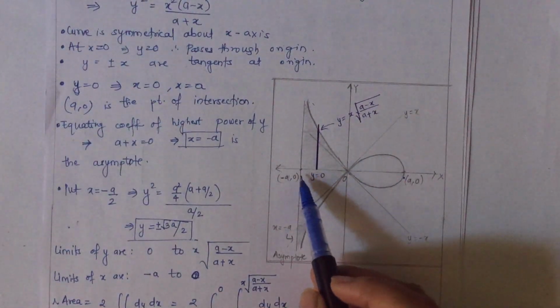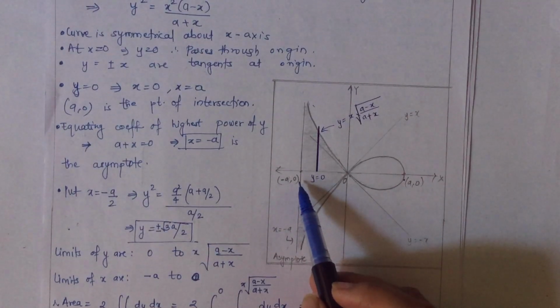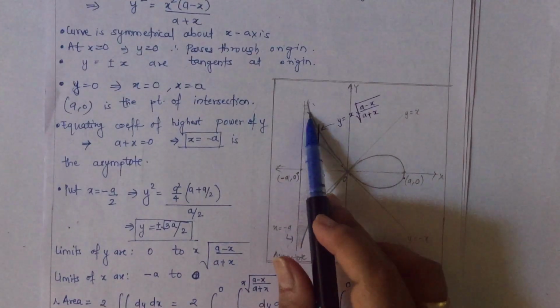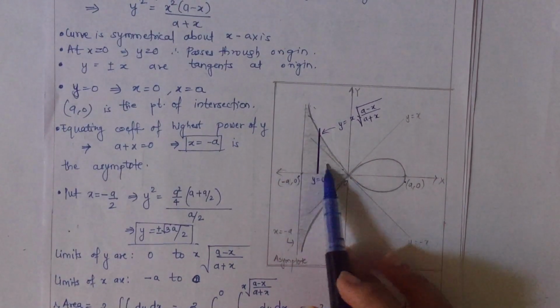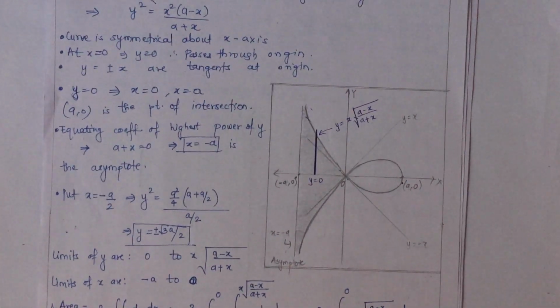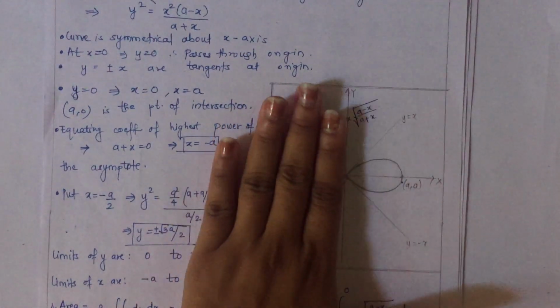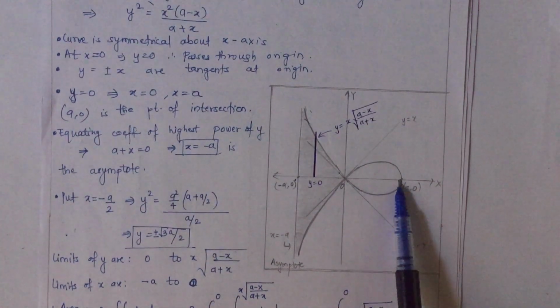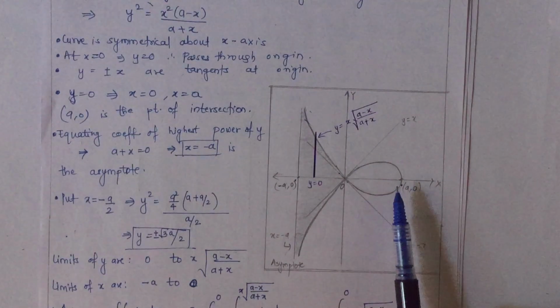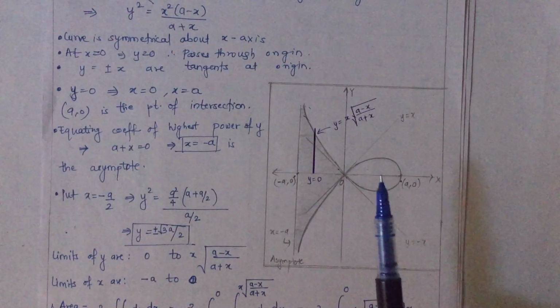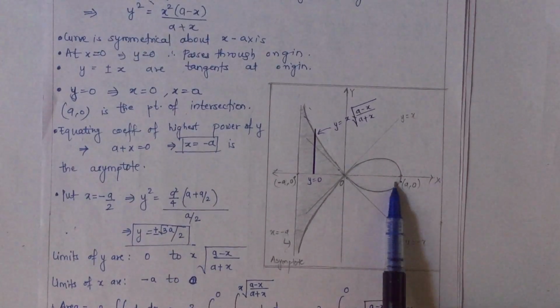Okay, so what do we have to find? We have to find the area between the curve and its asymptote. So this is the curve and this is the asymptote, so we have to find out this shaded region. If you are asked to find the area of the loop, then we would have excluded this part and found the area between 0 to a. So the question may be of such type also, where you are asked to find the area of the loop of the curve.